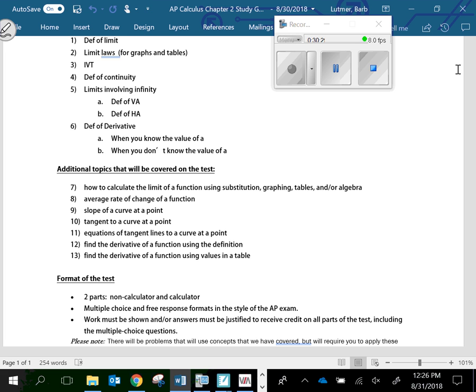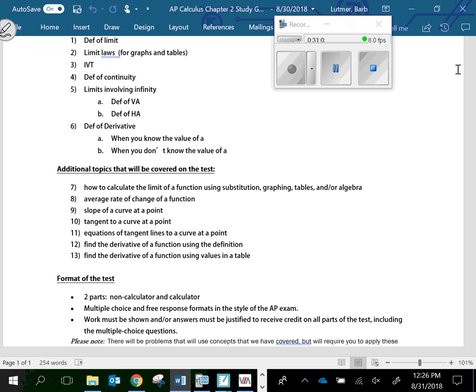Average rate of change, we just did a couple. Average rate of change is the same as, what do we call it? The regular slope formula. Okay? Slope of the curve at a point is the same as tangent to the curve at a point, which is the same as a derivative. I'm going to ask you different ways to find the same thing. Equations of tangent lines, derivative of function using definition. So this 12, 9, and 10 are all the same thing, right? And then using values in a table is that last thing we just talked about.